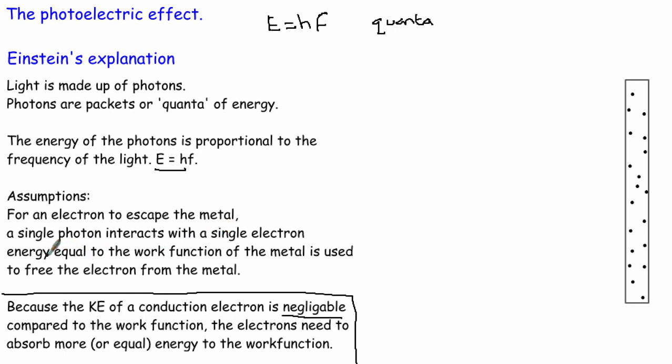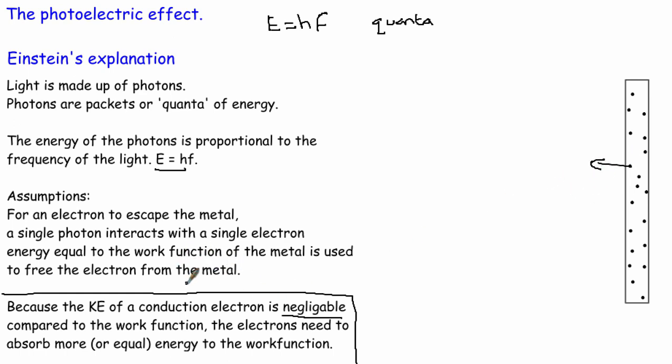And what I need to do is provide enough energy with one photon and give that to one electron, and that energy has got to be at least equal to the work function, because if it's not, then I'm not giving this electron enough energy. If I do give it enough energy, then this electron can basically be freed from the metal.